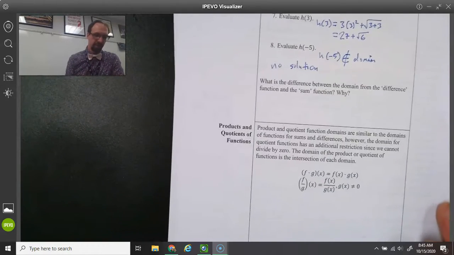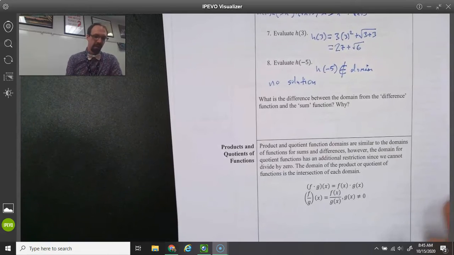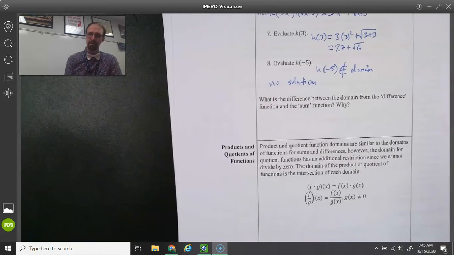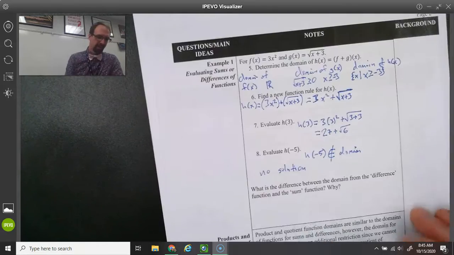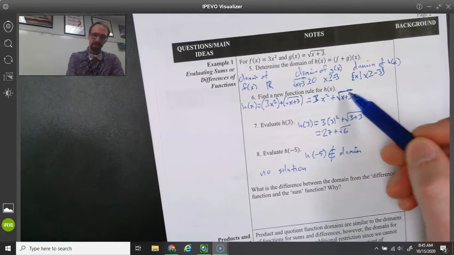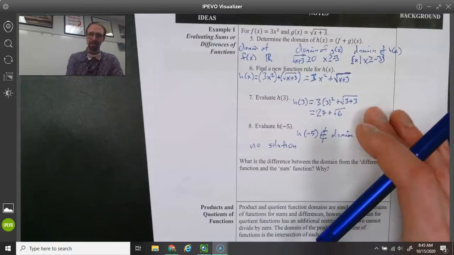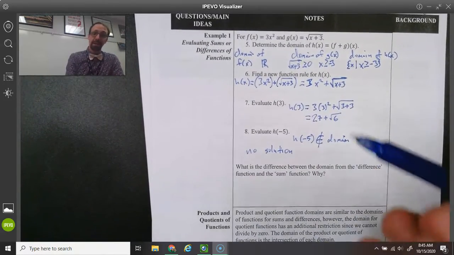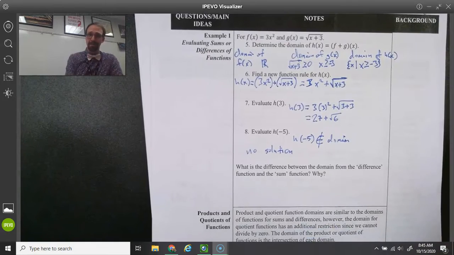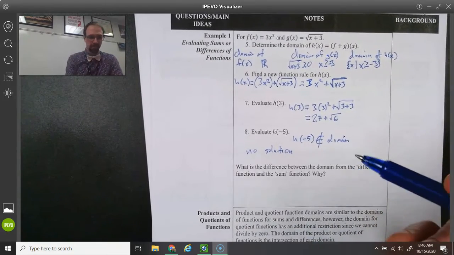What is the difference between the domain from the difference function and the sum function? Well, the domain on the difference function from the previous page was all real numbers. This one, it's limited. And it's limited because of the square root. Remember, the things that can limit domains, you could either have an even root, or you could have a variable in the denominator. We can't divide by 0, and we can only have non-negative numbers underneath even roots.